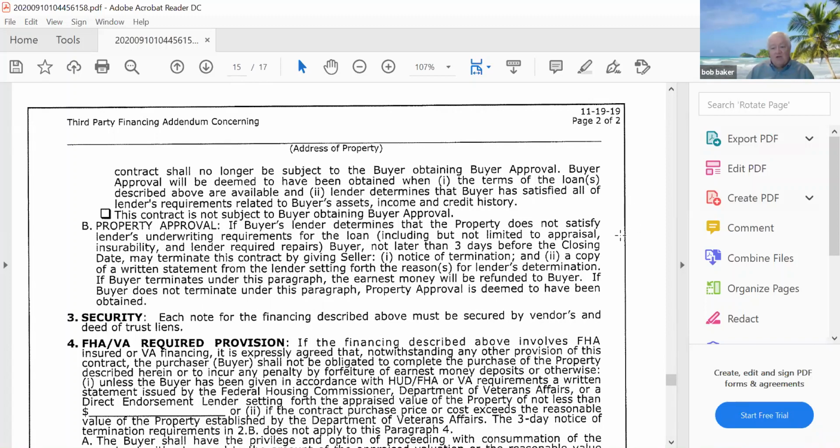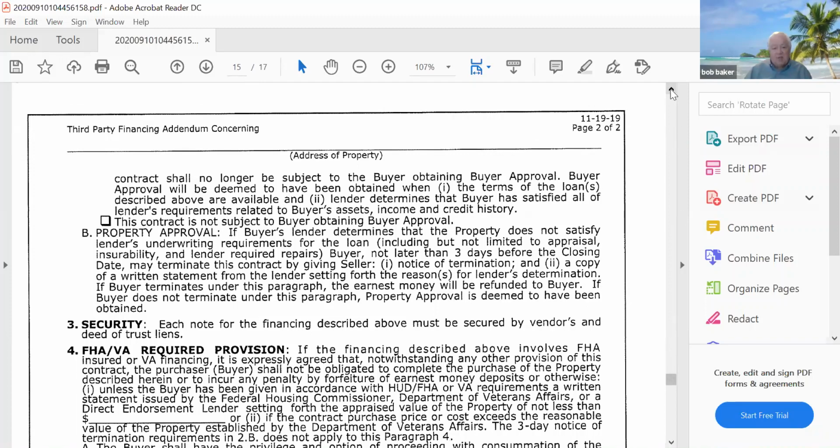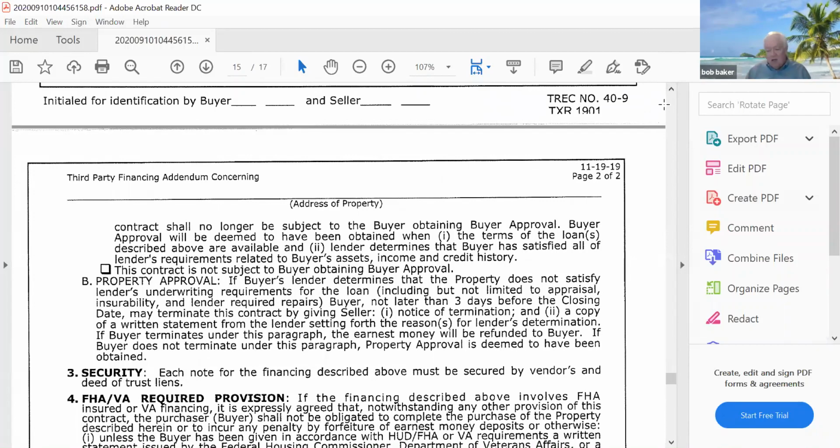Evidently, the broker alert committee, when they made this change in third-party financing, hadn't thought this through, and lenders contacted the people on the broker alert committee and said, hey, you've got to change this, because for FHA and VA, that still goes all the way to closing. So if you're dealing with an FHA or VA loan, this property approval contingency literally goes all the way to closing, just like the old property approval contingency used to be.